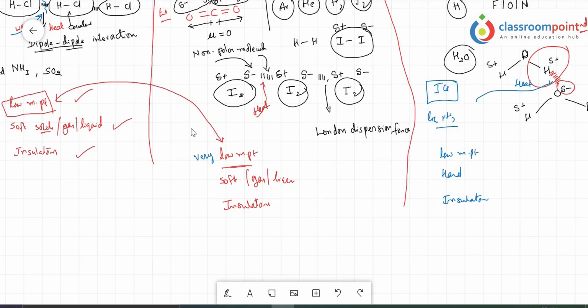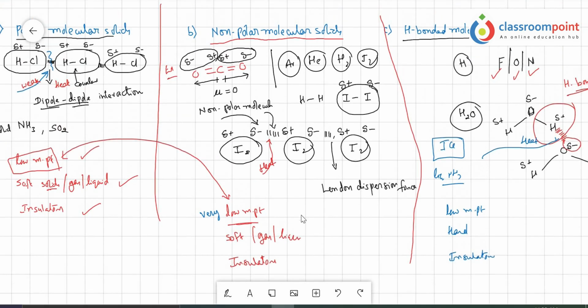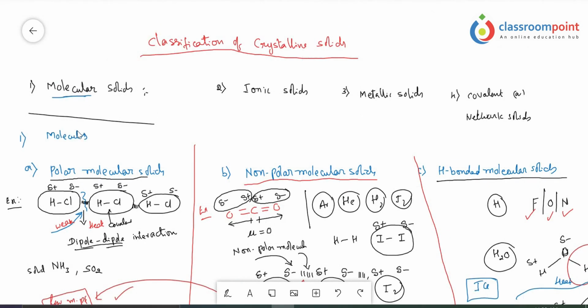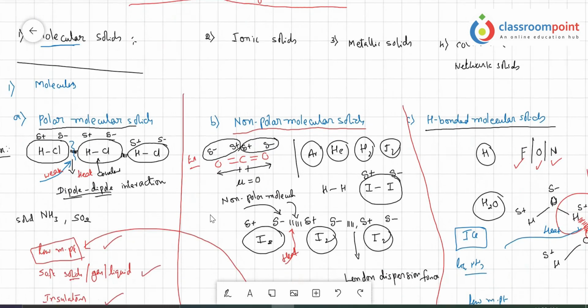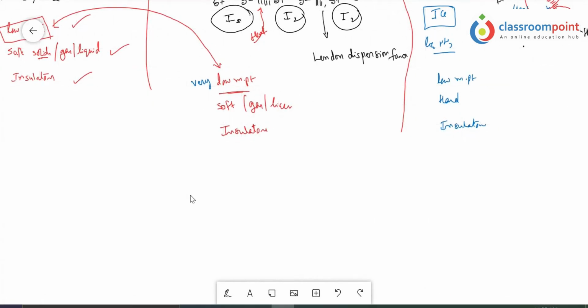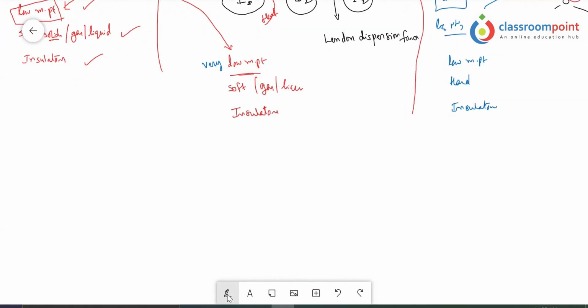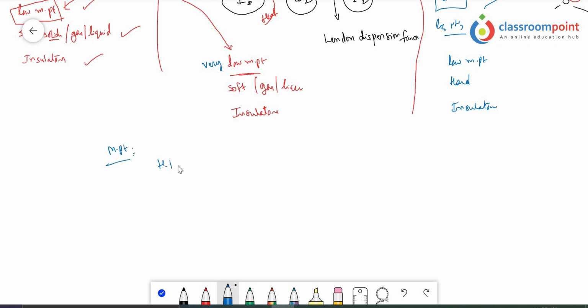Now, a question arises among these molecular solids, because these are the three molecular solids: polar molecular solids, non-polar molecular solids, and hydrogen bonded molecular solids. All three come under the category of molecular solids. Among these three, which have high melting point values and which have low? So let us see the melting point value order. The melting point value is highest for hydrogen bonded molecular solids. Next is polar molecular solids. This is important. Next is non-polar molecular solids.